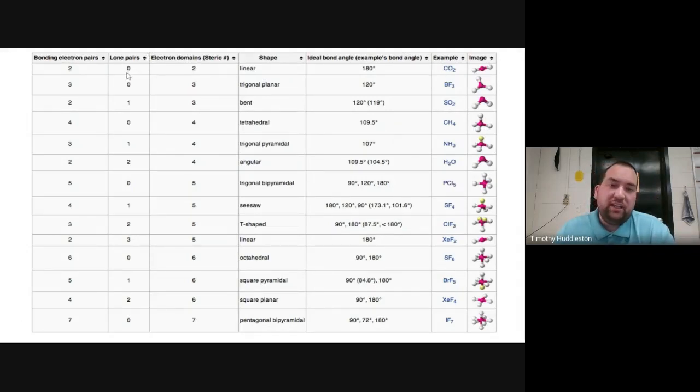So you would just look and do the Lewis structure, and you would see how many lone pairs that Lewis structure has, how many bonding electron pairs it has, and then it tells you what your shape is, gives you an example of the shape, and it also gives the bond angle for you. So this is a very helpful tool that you can use. Okay.